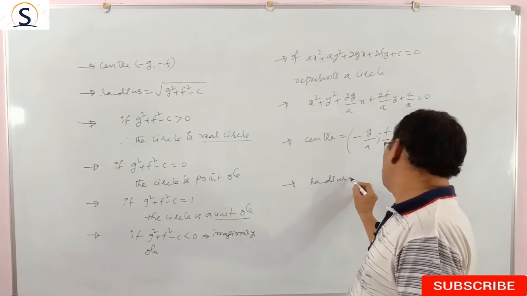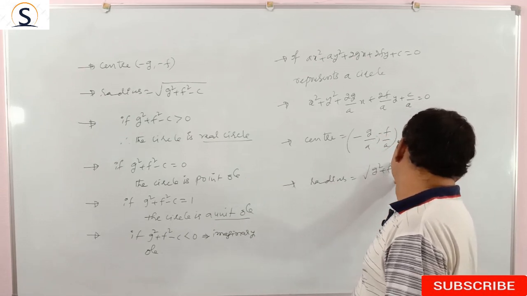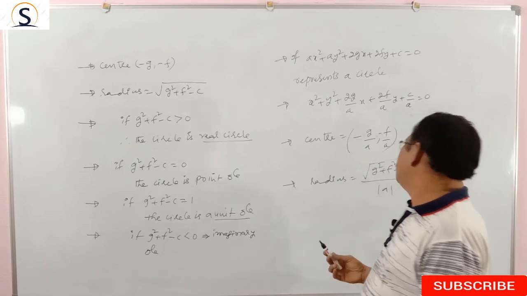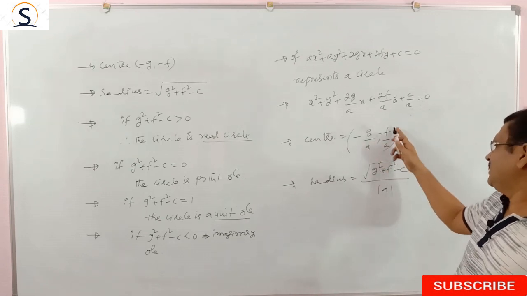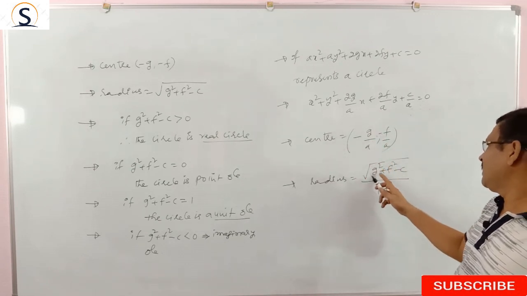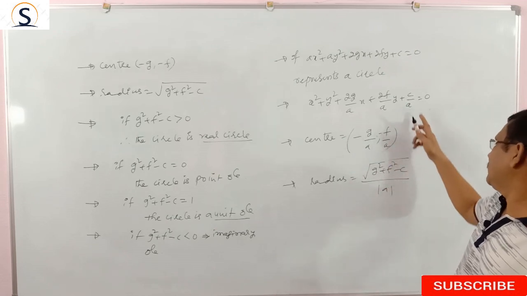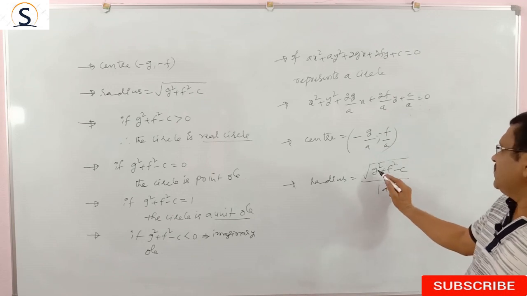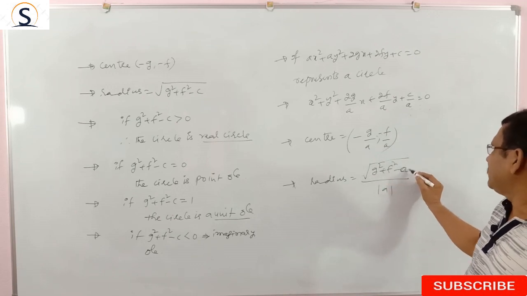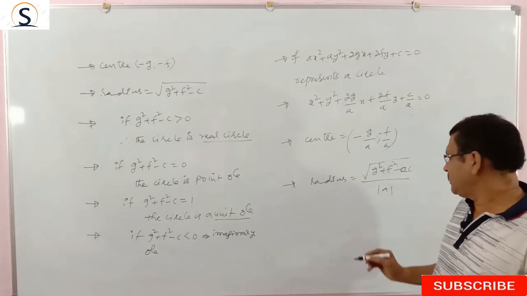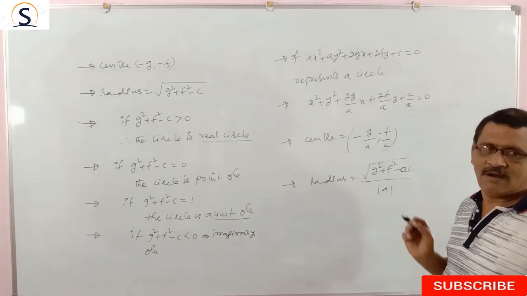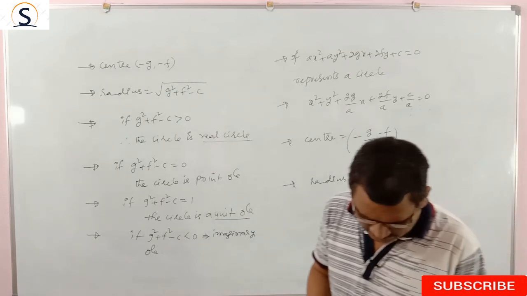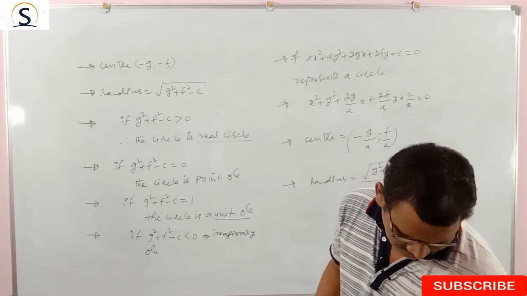Its radius is equal to under root of g square plus f square minus c by mod a, because the center is minus g by a, minus f by a, therefore g square by a square plus f square by a square minus c by a. This gives you under root of g square plus f square minus ac by mod a. This is the radius of the circle and the center is minus g by a, minus f by a. This is about the circle equation.